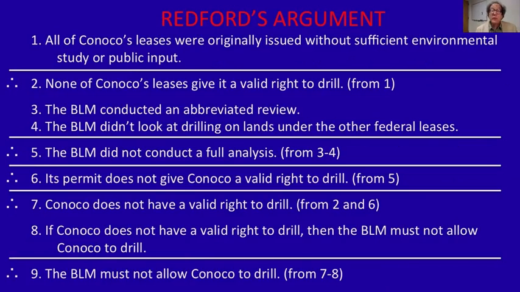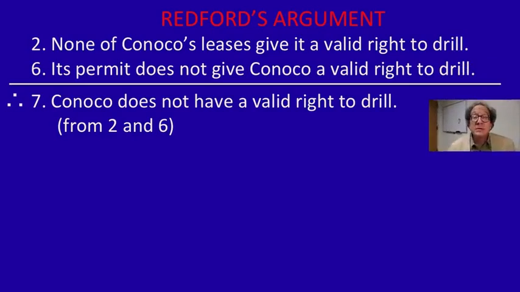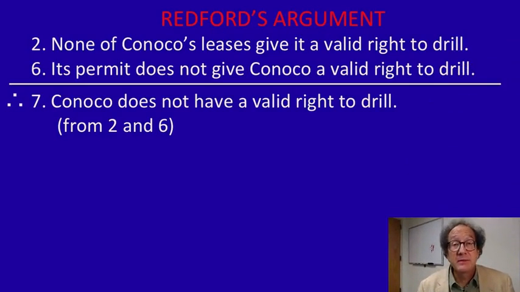Next, what about the move from 2 and 6 to 7? 2 says that Conoco doesn't have a lease that gives it a valid right to drill, and 6 says that Conoco doesn't have a permit that gives it a valid right to drill. Is it possible that both of those are true and yet the conclusion's false, and Conoco does have a valid right to drill?